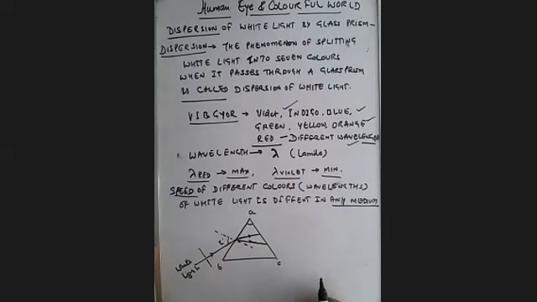This is a red color, and this is violet color, and all the colors in between are the 7 different colors. So all get separated because they have different speeds, they are refracted through different angles.